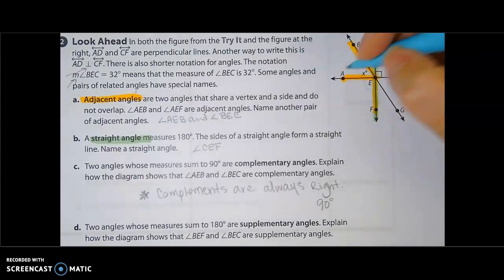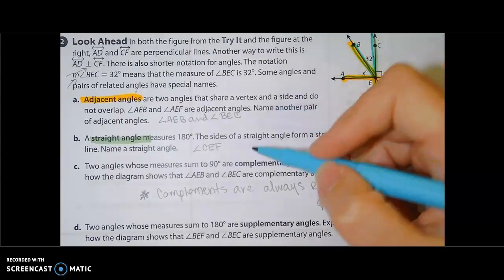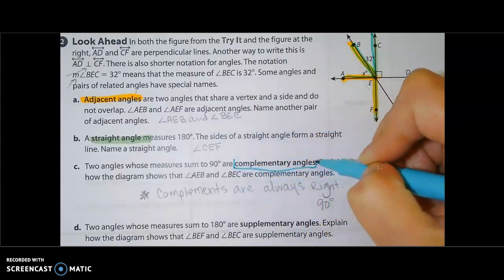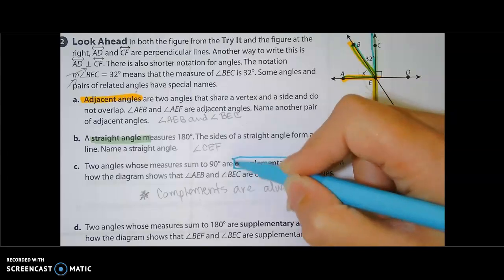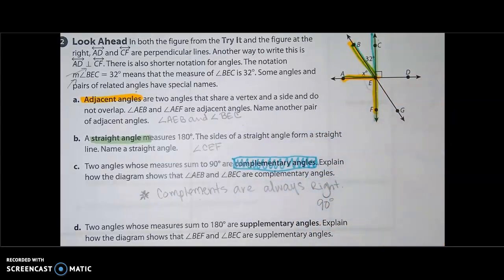And so an example of complementary angles are AEB with BEC, because those two angles add up to 90. And this one's not a highlighter, so I'm just going to match my colors is what I'm trying to do.